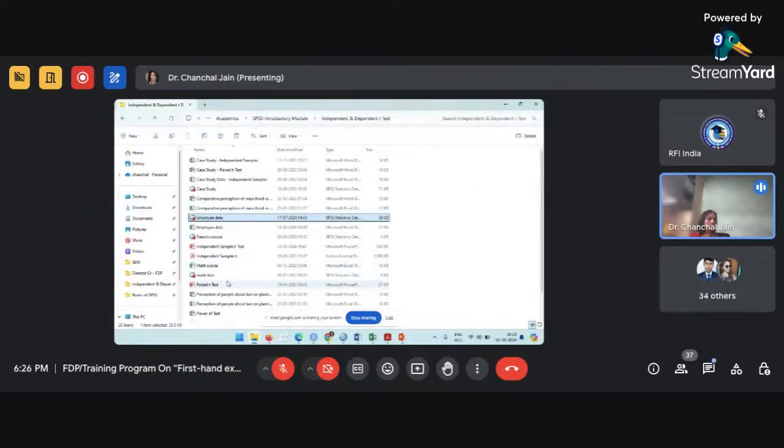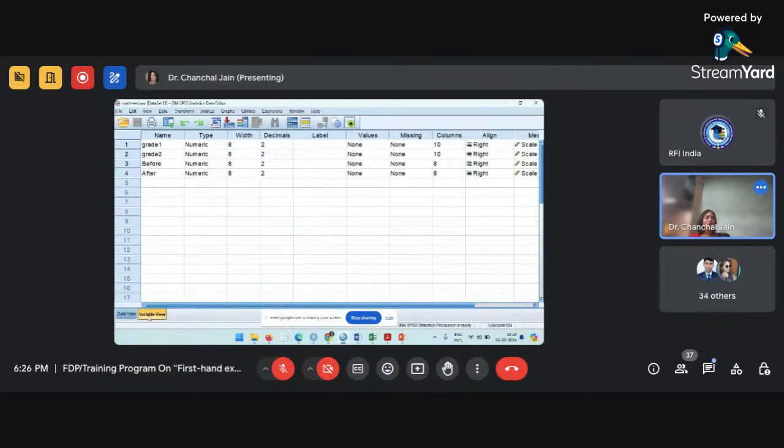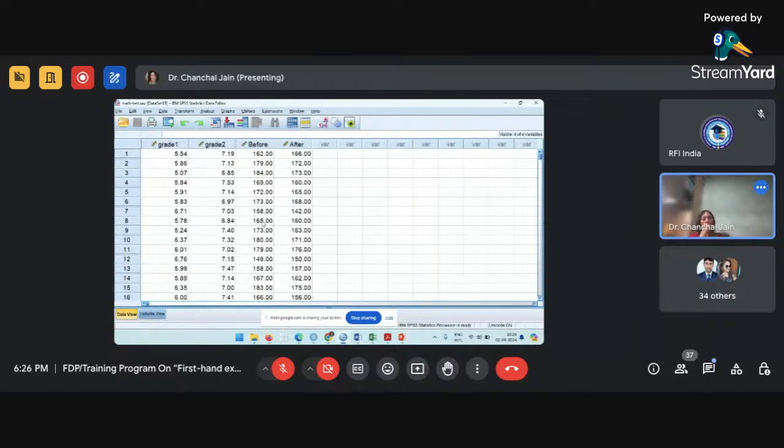So I think I have shared the math test sheet with all of you. This is the sheet, right? Now, there are four variables listed here: grade 1, grade 2, before and after. So I will consider the first two, grade 1 and grade 2. The next two you can consider for your practice, before and after.